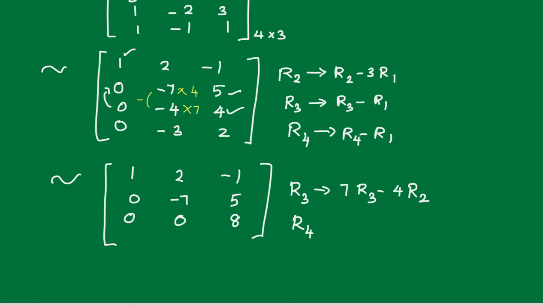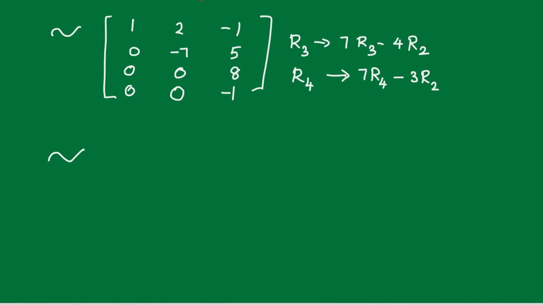Next I transform R4. R4 tends to 7 times R4 minus 3 times R2. So again this element becomes 0. We make the transformation with R4 and R2. For the next element, we multiply the last row with 7 and the R2 row with 3. So this element becomes 0. The next element, 2 into 7 is 14, minus 15, gives us minus 1.